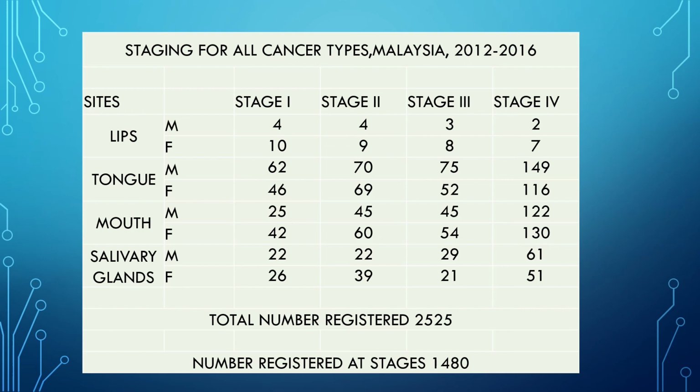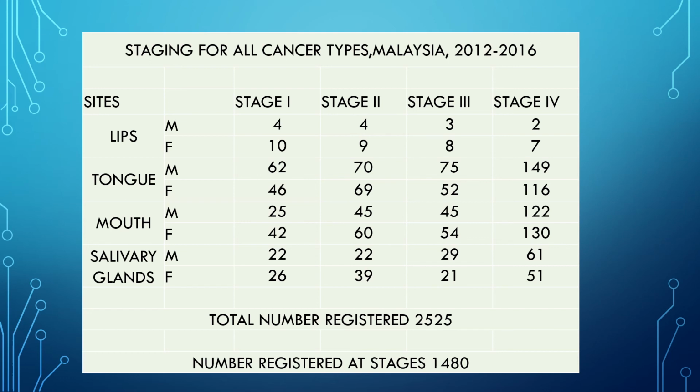Female tongue cancer also is on the increase. At stage 1, we have about 46 cases. Stage 2, about 69 cases. At stage 3, about 53 cases detected. And we detected tongue cancer for females at stage 4 in about 116 cases.